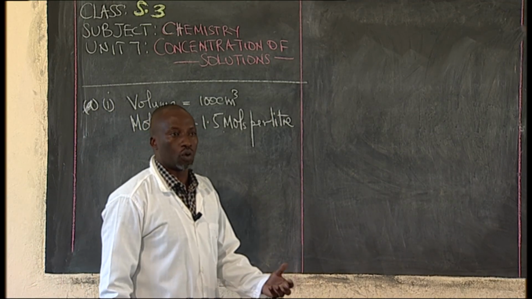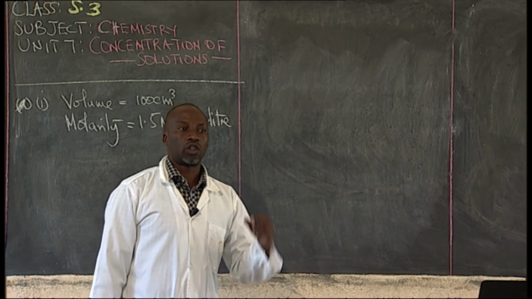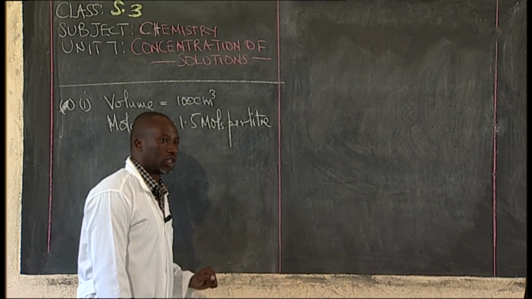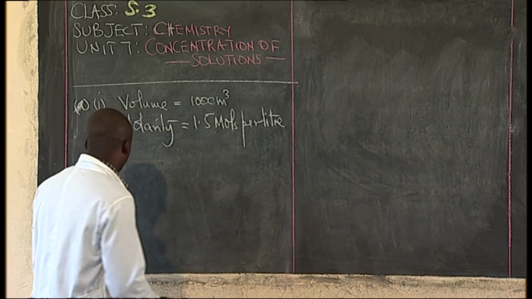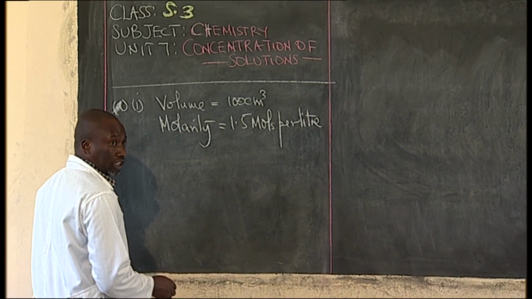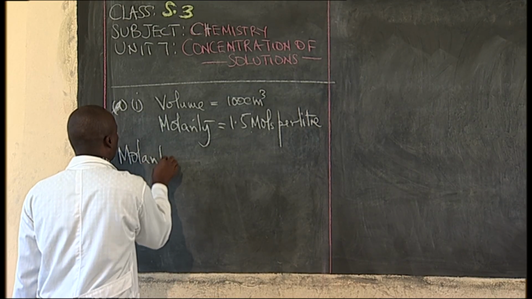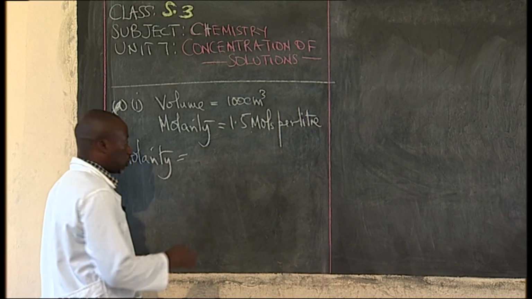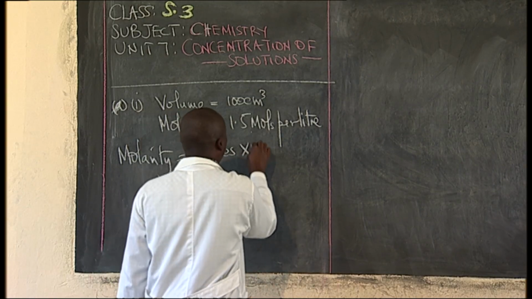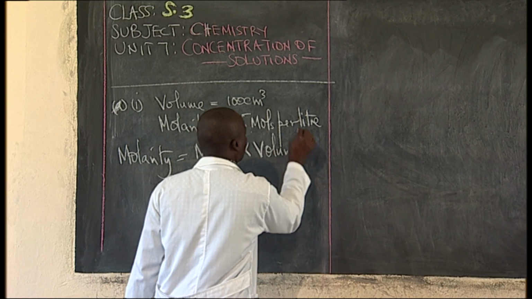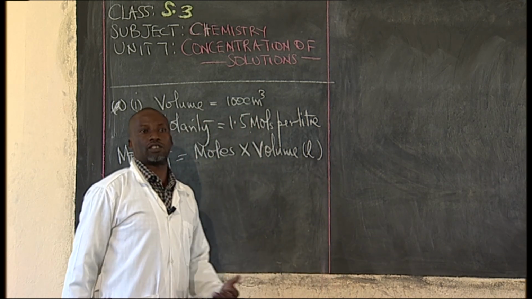That capital M indicates moles per liter, the number of moles in 1 liter. What are we asked to do? We are asked to calculate the moles of the solute, the moles of sulfuric acid. So we have the volume. If we are calculating the number of moles, we know that molarity is equal to moles divided by the volume. The volume must be in liters or decimeters cubed.